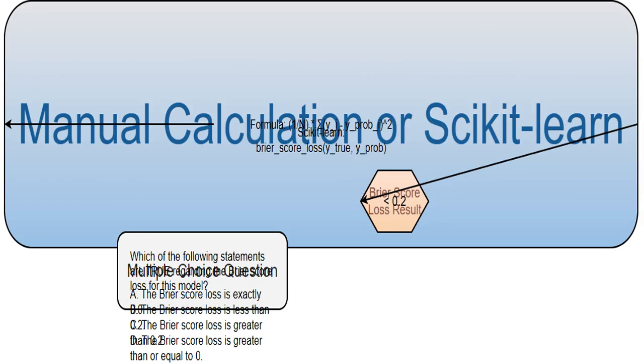Sklearn is a popular Python library for machine learning. Here, I use its built-in brier_score_loss function to calculate the Brier score. I feed it the true labels, y_true, and the predicted probabilities, y_prob. This function does all the calculation for me, so it's much more efficient than doing it manually.